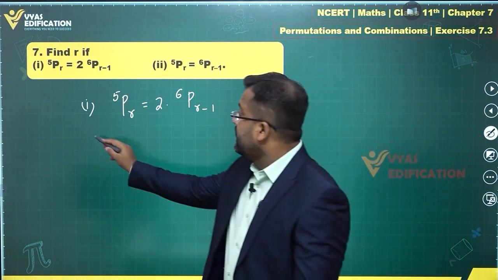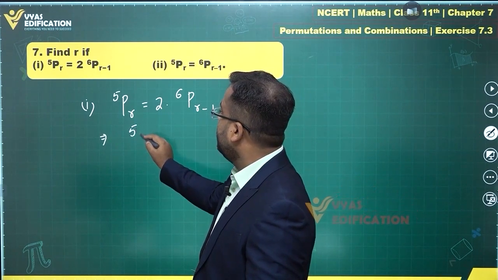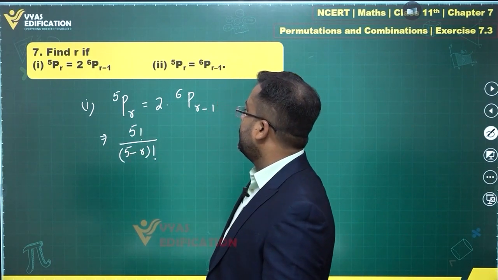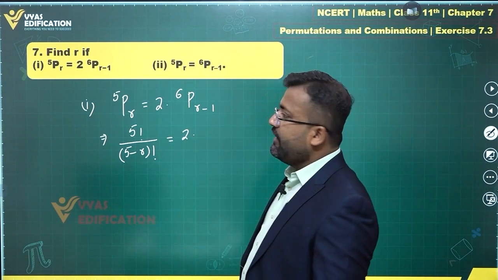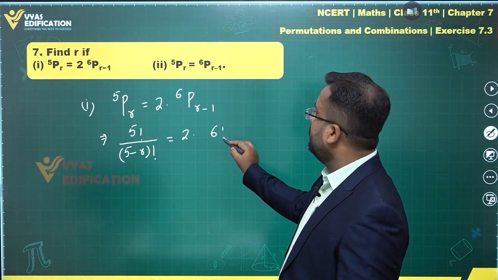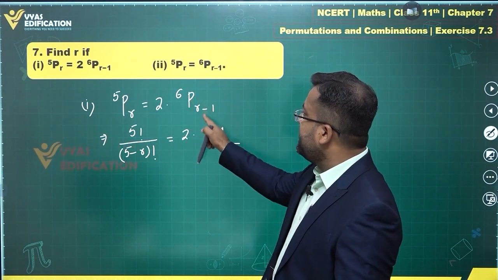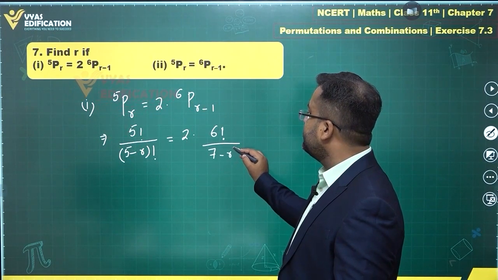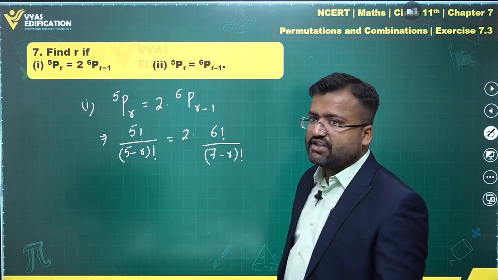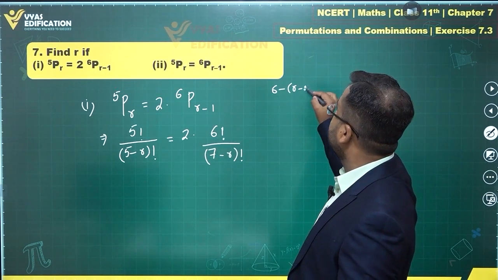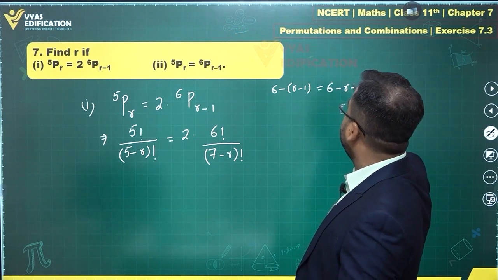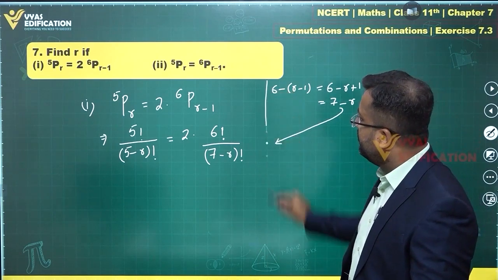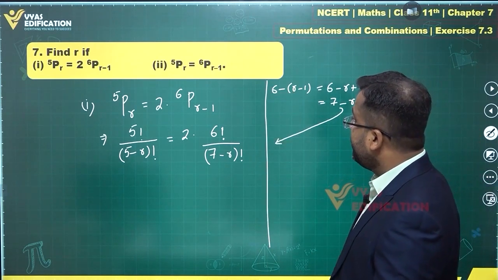Okay, so let's apply the ideas. This is 5 factorial over (5 minus R) factorial. This is equal to 2 times 6 factorial over (6 minus R minus 1) factorial, and minus of minus 1 will become plus 1. That becomes (7 minus R) factorial after simplification. That's what I've used over here. This is something which I've calculated in rough.